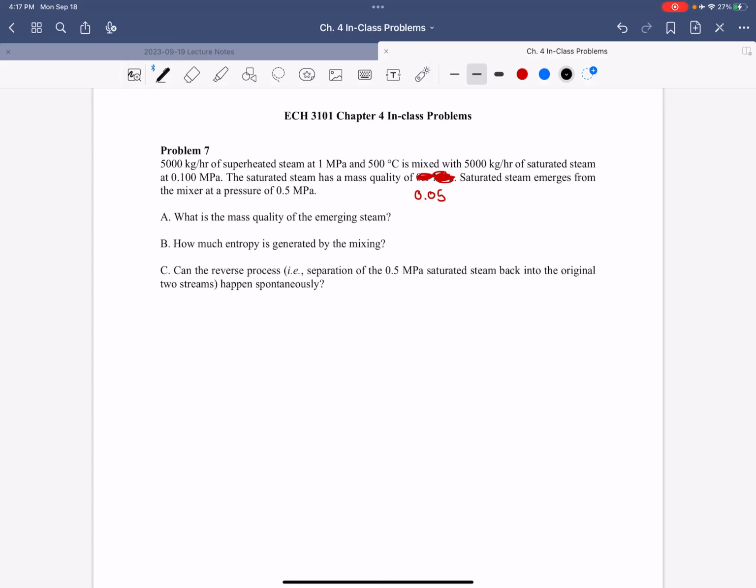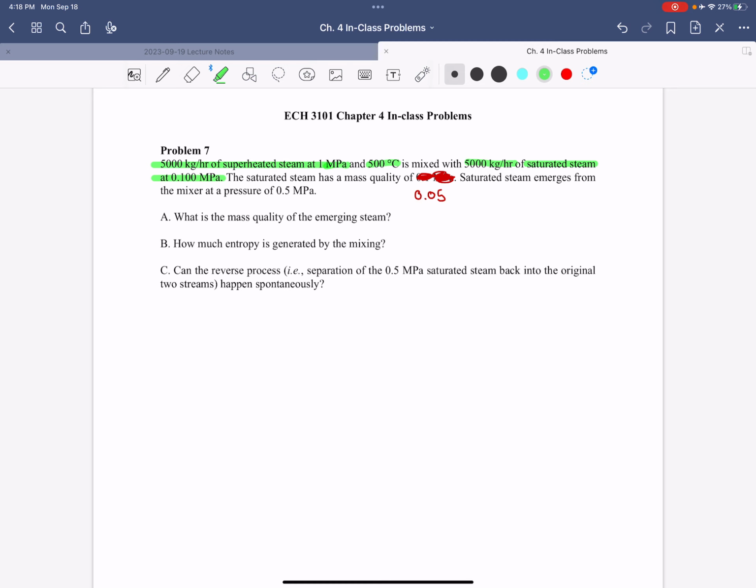In this problem, we will use the steam tables to help solve an open system entropy balance. And so in this problem, we're dealing with a process in which we are mixing a stream composed of superheated steam at this mass flow rate, pressure, and temperature, and it's going to be mixed with an equal mass flow rate of saturated steam at this pressure.